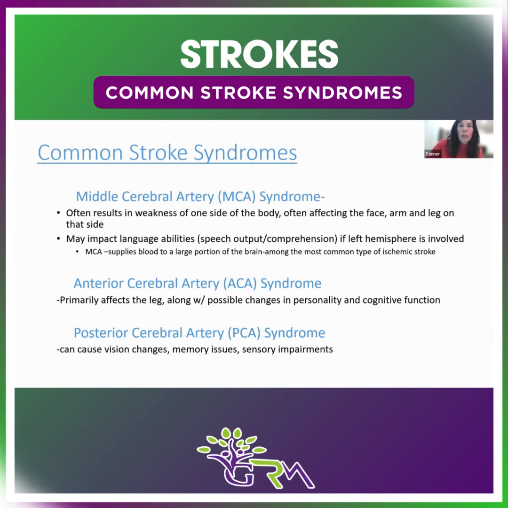So a middle cerebral artery syndrome stroke often results in weakness of one side of the body, often affecting the face, arm, and leg. Some of us have seen patients with a drooping face and either a weak or paralyzed arm and a weak leg on that side. And again, if you have a right-sided stroke, the right side of the brain controls the left side of the body. So a right-sided middle cerebral artery stroke is going to cause weakness on that left side. If the stroke is on the left side of the brain, it'll cause weakness on the right.